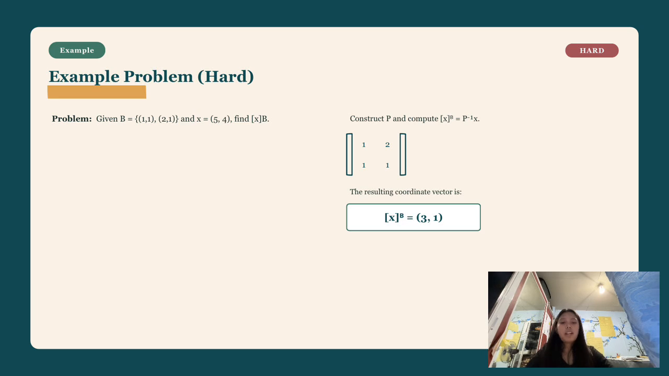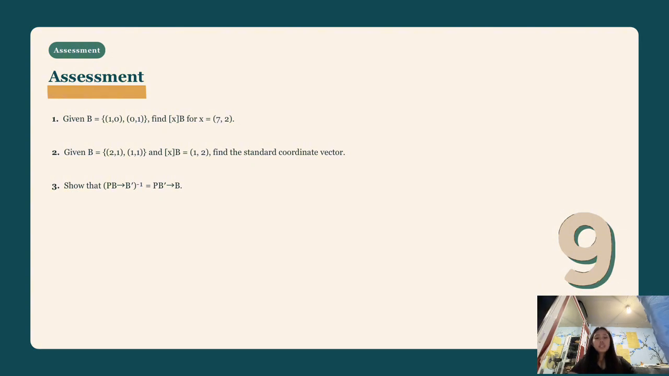Now, let us work backwards. Instead of converting to the standard basis, we are given the standard coordinate vector and asked to find its coordinates relative to basis B. First, construct the transition matrix. Then next, we compute its inverse. And finally, multiply the inverse by the standard vector. The resulting coordinate vector is (3, 1). This means that the vector can be written as 3 times the first basis vector plus 1 times the second basis vector. So to conclude today's lesson, answer the following exercises.